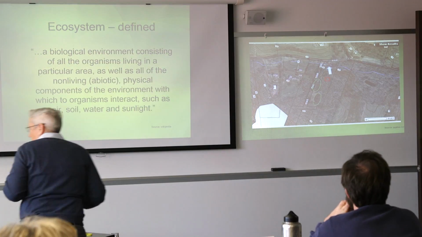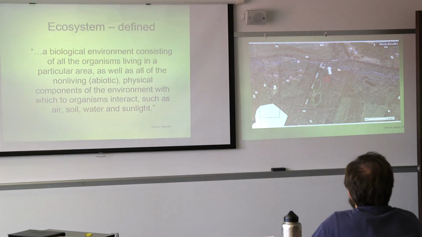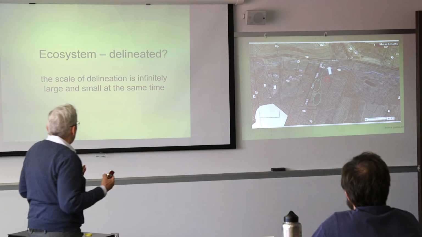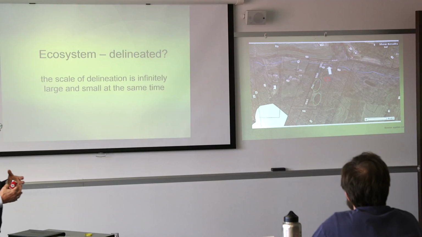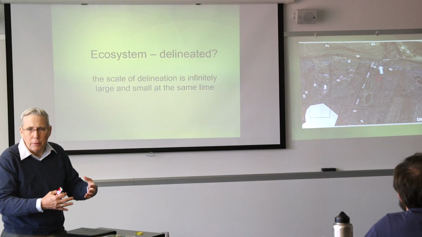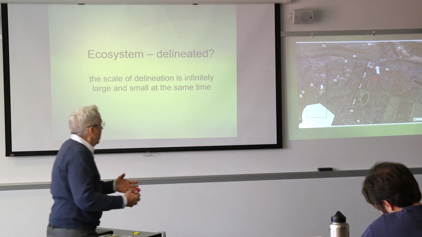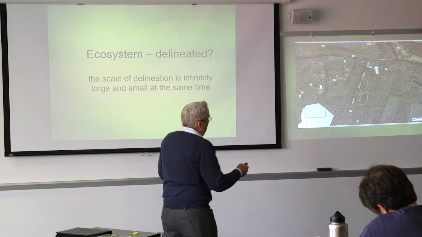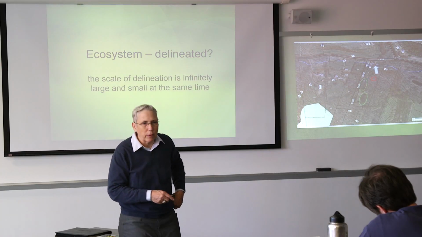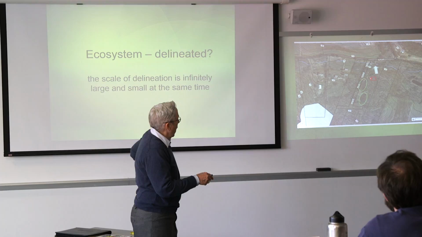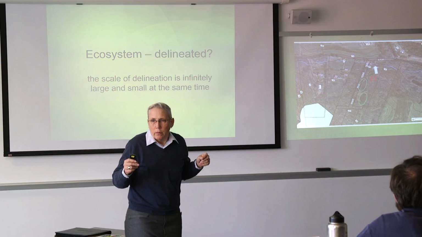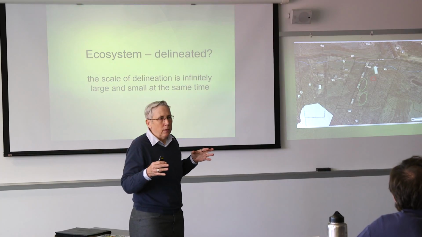Well, and how big is an ecosystem? How is it delineated? Well, the scale is indefinitely large and small at the same time, if that makes sense. So here's my old house in Maryland, just to the south on the maps that we worked on, right? So what would be the ecosystems on this property?